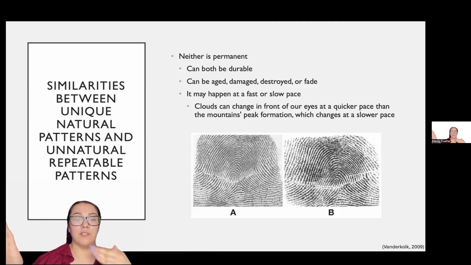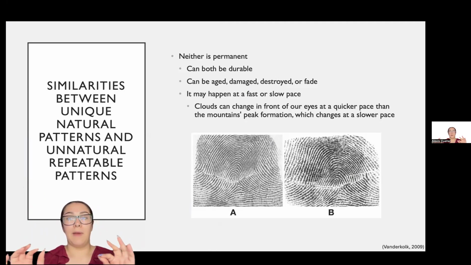So, for example, the clouds, we see clouds, they move throughout the day, they change shape, at a quicker pace than if we were to watch the mountains, the peak formations, change over time. It'll take way too long because it'll be at a slower pace.